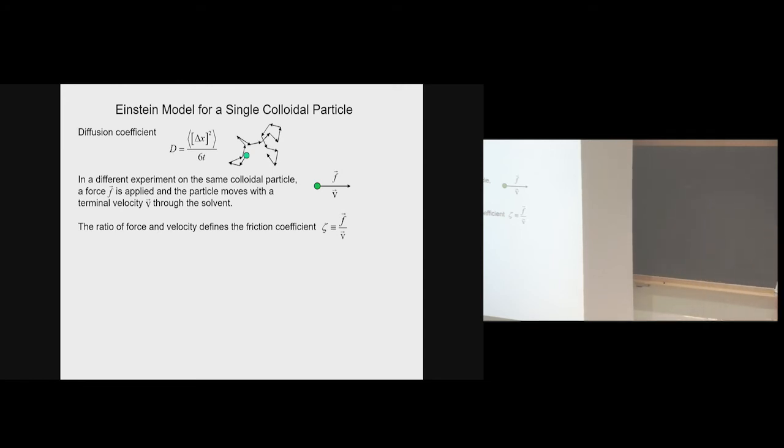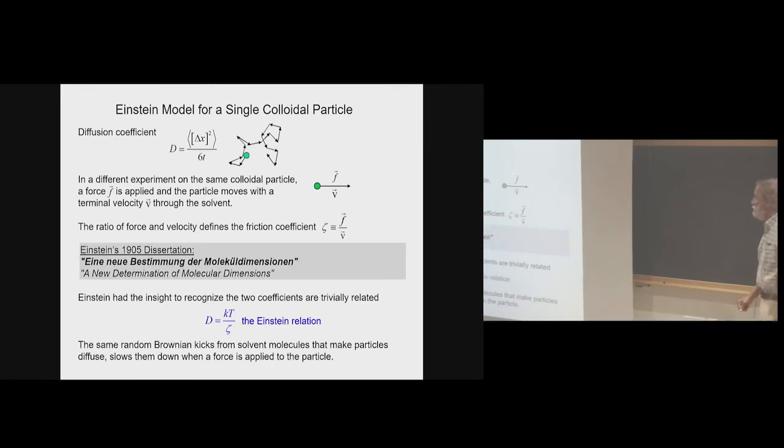Both of these experiments were being done in the late 1800s, and what Einstein did in 1905 was connect the two, in the language of the fluctuation dissipation theorem. His dissertation in English is something like "A New Determination of Molecular Dimensions," and he recognized that these two coefficients are related in a very easy way, known as the Einstein relation. The diffusion coefficient is the thermal energy kT divided by the friction coefficient. Intuitively, if the friction coefficient is large, the thing is going to diffuse rather slowly, right? That's in a sense what this relation is all about.